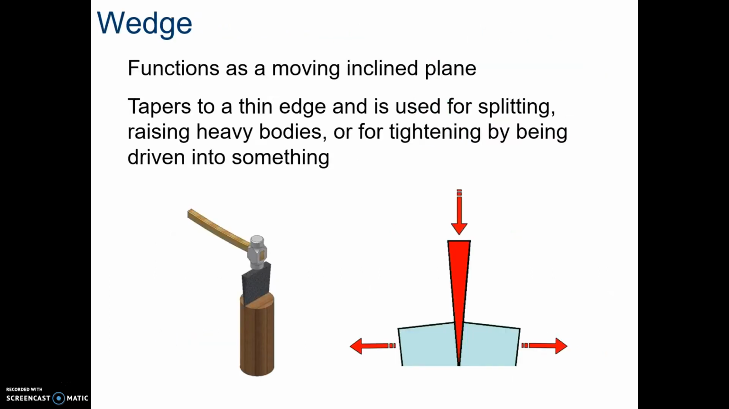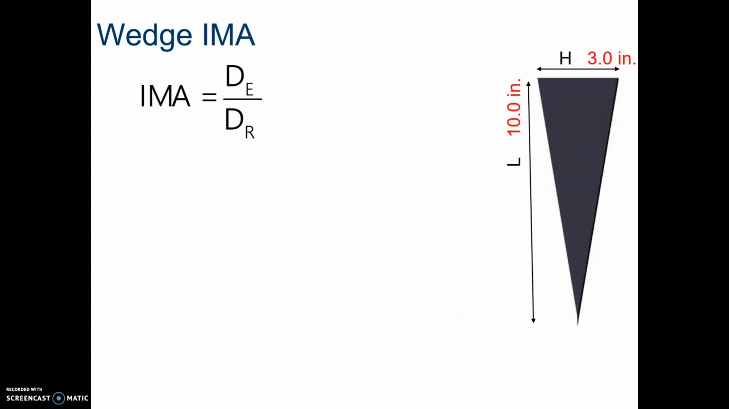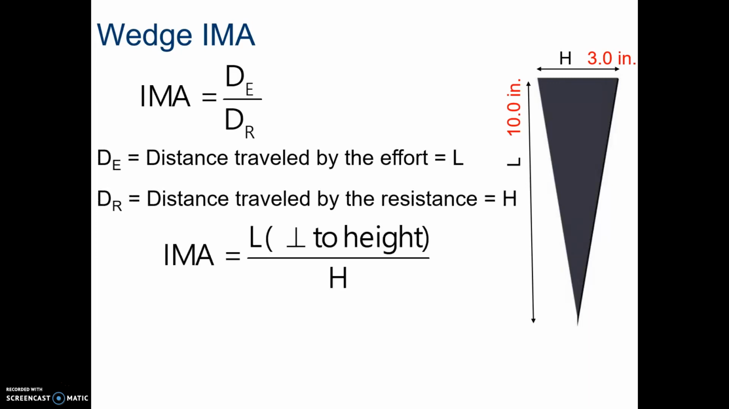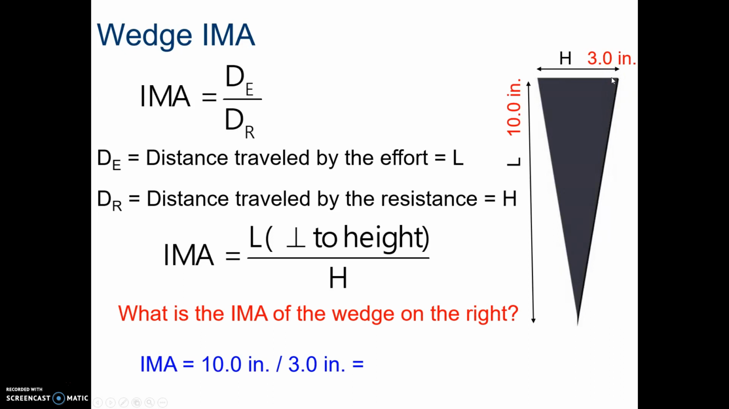Now, back to the wedge. A wedge could be a doorstop, it can be an axe, anything that's driven into something else to stop it, block it, split it, or raise heavy objects. Of course, there'll be lots of friction there. For wedge IMA, we go back to DE over DR, effort distance over resistance distance, but that equation changes for a wedge: we have the length perpendicular to height, divided by height. For this example, the length of the wedge is 10 inches, divided by 3 inches for the height. So we get the IMA, 10 over 3, 3.33 to 1.